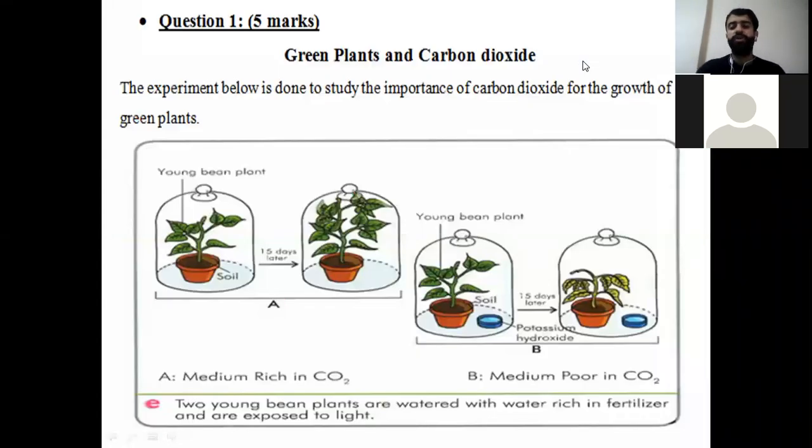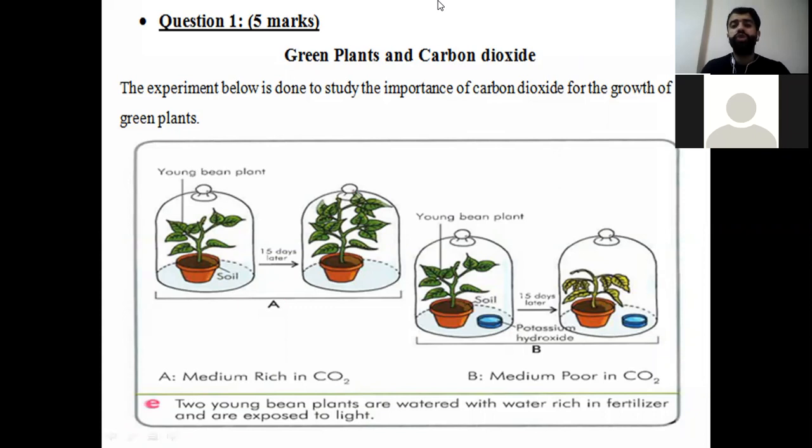Now I'm going to move to our quiz. Oh my God, it was very hard. Green plants and carbon dioxide. The experiment below is done to study the importance of carbon dioxide for the growth of the green plants.